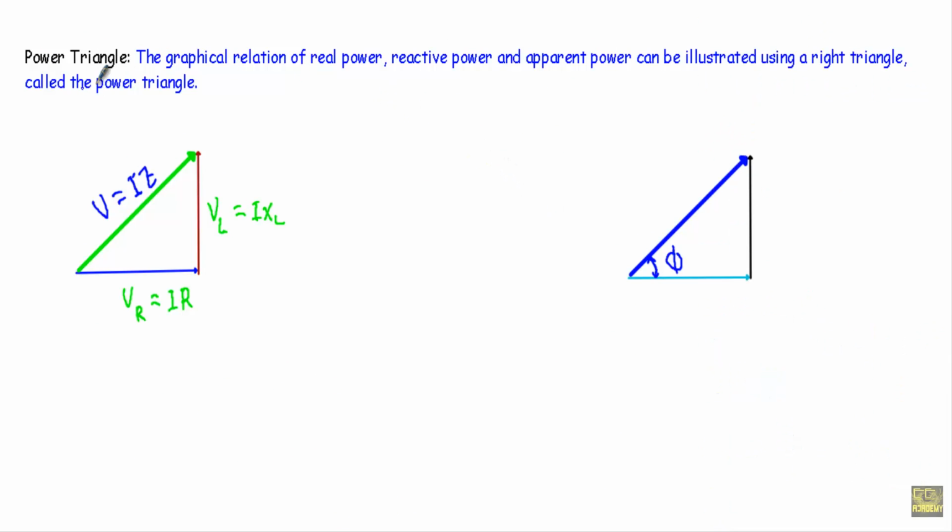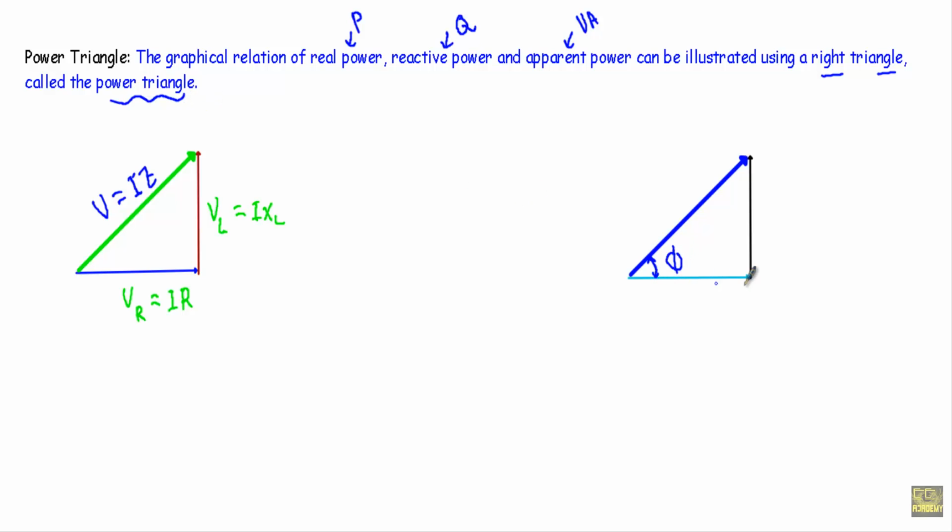Now I will show you the power triangle of the series RL circuit. What is a power triangle? The graphical relation of real power or active power, reactive power and apparent power can be illustrated using a right triangle, and that right triangle is known as the power triangle. We can represent the real power P, reactive power Q and the apparent power S in volt-ampere with a right triangle, and that right triangle will be our power triangle.